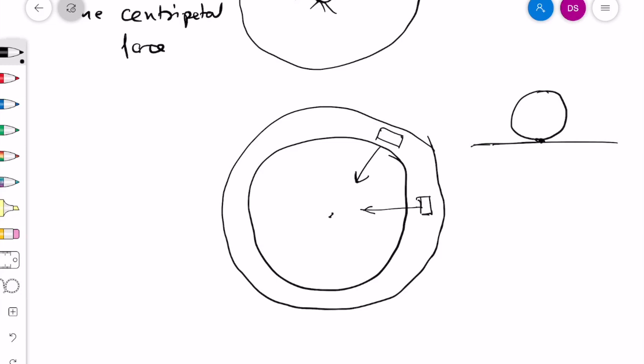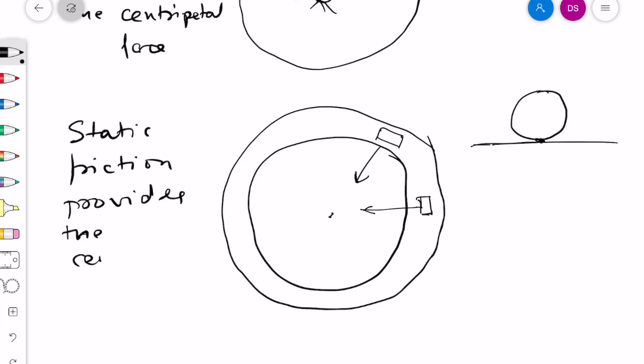You can just roll a circular object on your tabletop and see that the lowermost point of the circular object, which is in touch with the tabletop, is not sliding against the tabletop when it's rolling along, right? That is instantaneously at rest. And so the friction that applies is static friction. And so in this case, static friction provides the centripetal force.